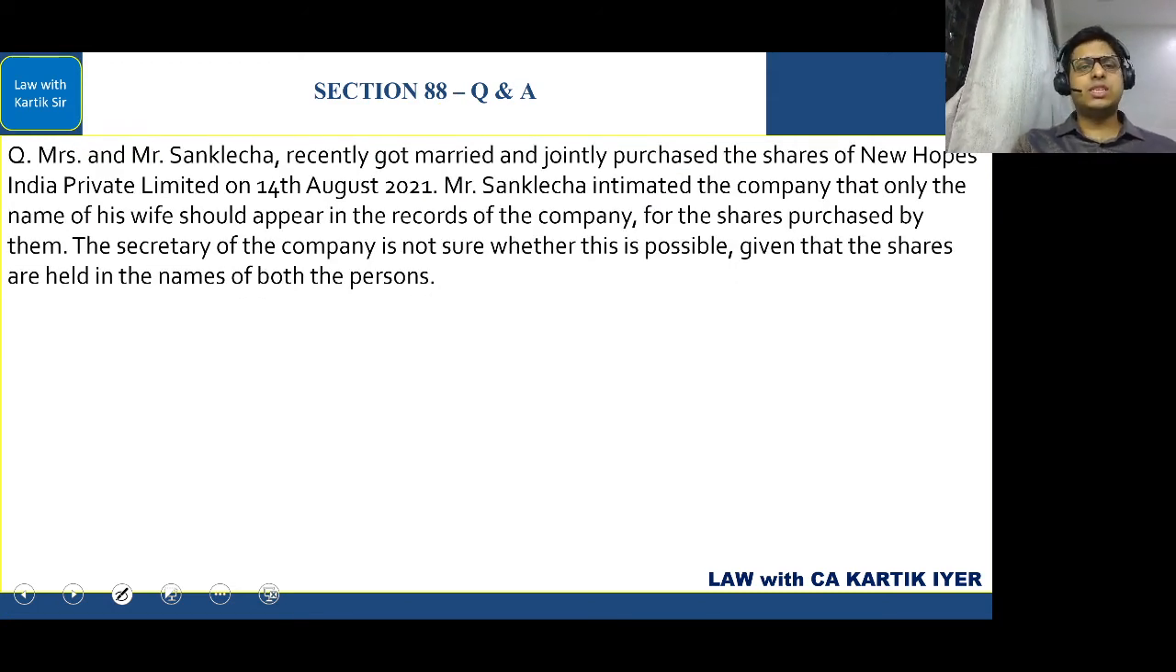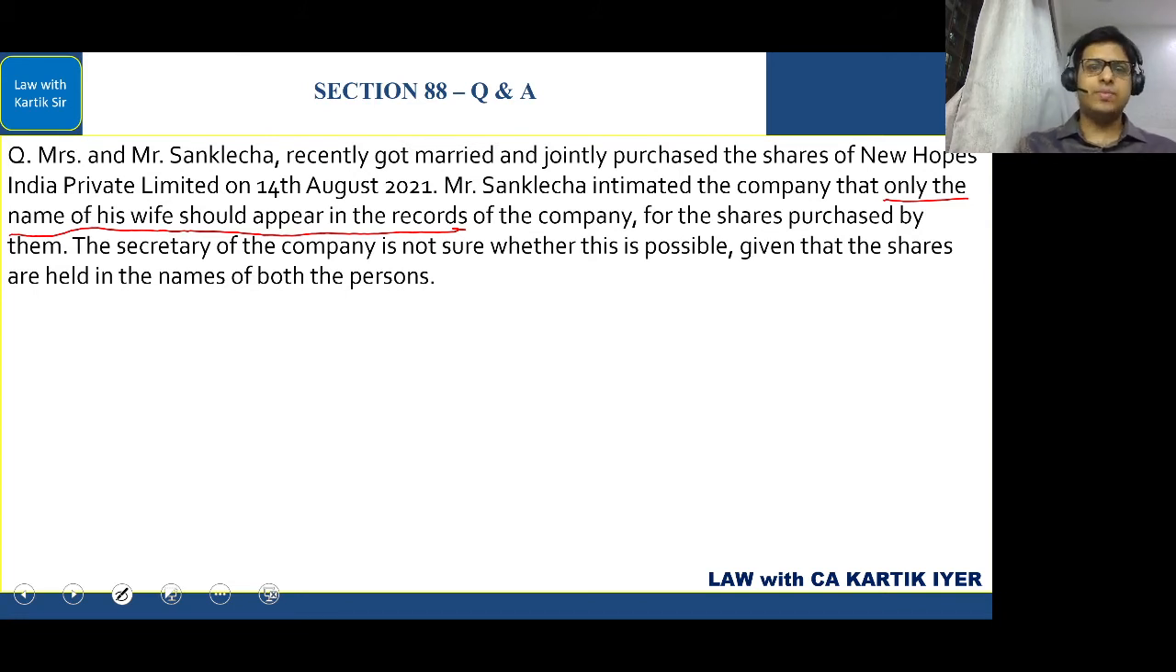Mr. and Mrs. Sanklecha recently got married and jointly purchased the shares of New Hopes India Private Limited on 14th August 2021. Mr. Sanklecha intimated the company that only the name of his wife, very important, only the name of his wife should appear in the records of the company. Okay, very loving husband. So only the name of his wife should appear in the records of the company for the shares purchased by them. The secretary of the company is not sure whether this is possible, given that the shares are held in the names of both the persons.